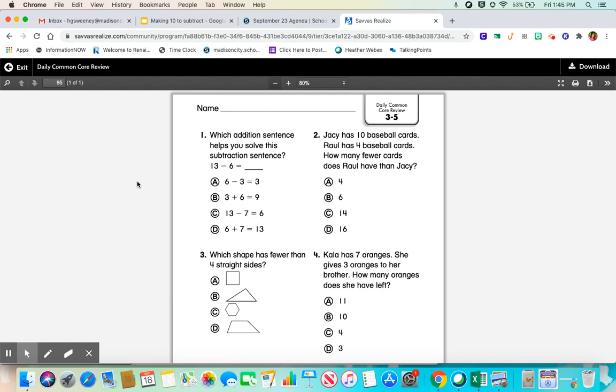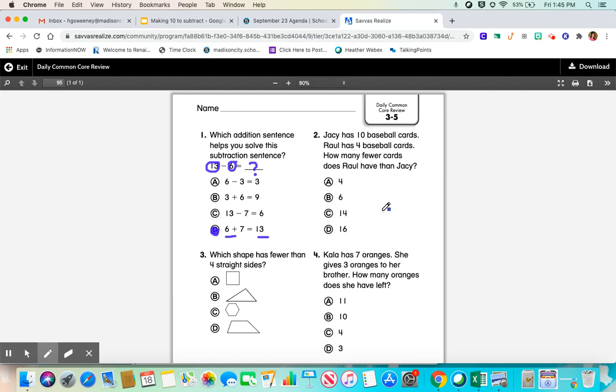We're going to go ahead and get started and check. It says, which addition sentence helps you solve this subtraction sentence? 13 minus 6 equals. So in my head, I can be asking myself, what would I add to 6 to make 13? And so when I look at my choices, I can see that choice D right here has 6, which is the add-in or one of the parts, plus 7, which is the missing part, equals 13, which is the whole here.